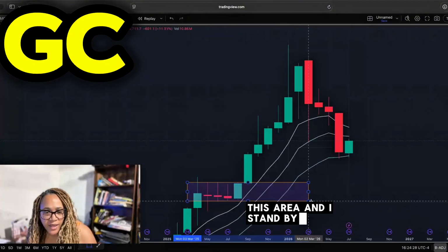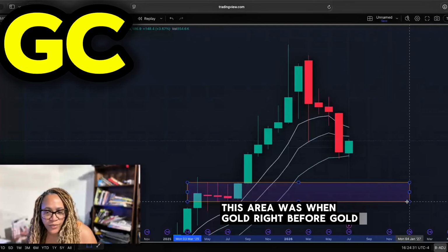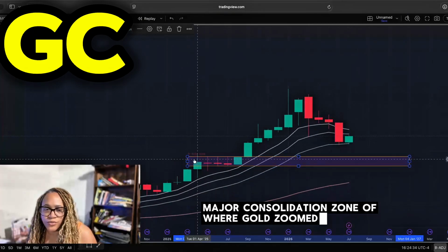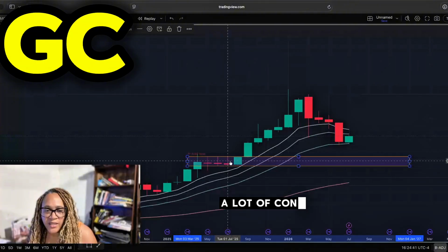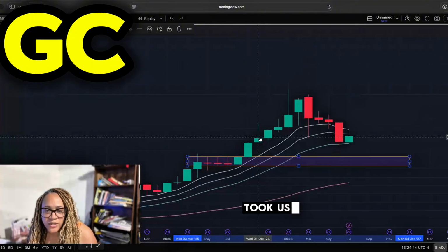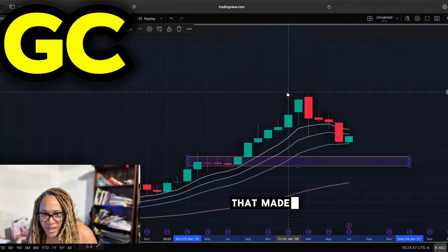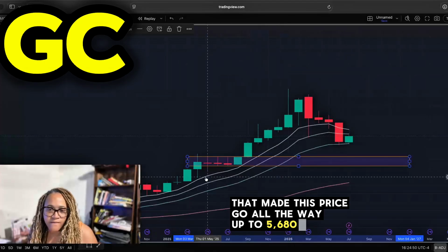This area, and I stand by this, was a major consolidation zone right before gold zoomed off. You had a lot of dojis here, a lot of indecision, right? So we had a lot of up and down, a lot of consolidation. And then this block took us all the way up here. This is the swinging block that made this price go all the way up to 5,680, period.